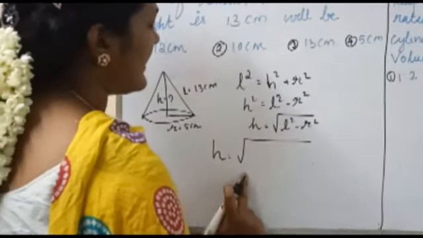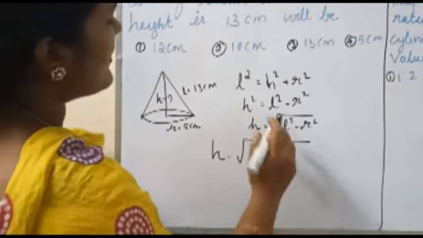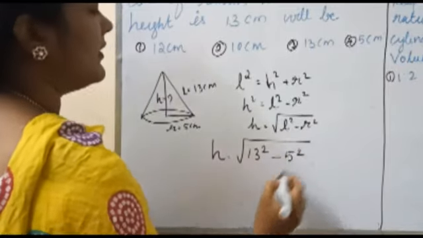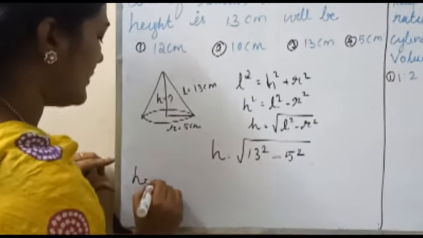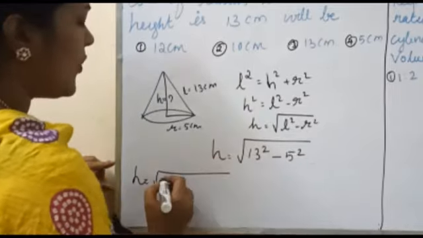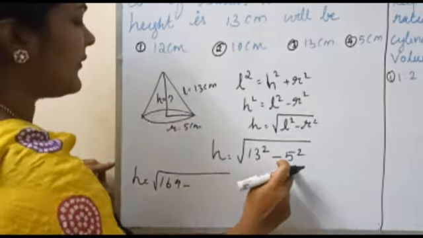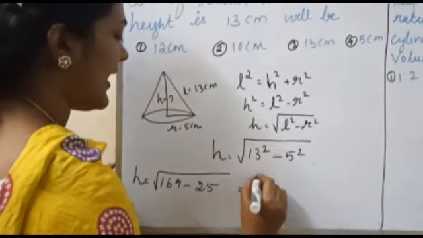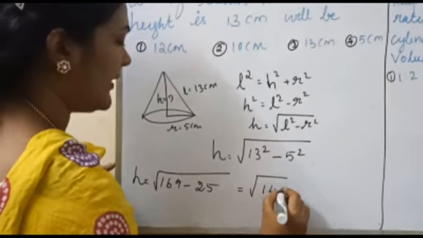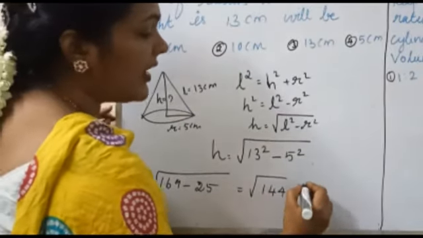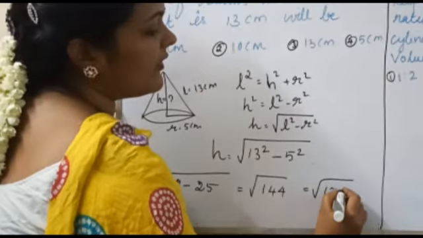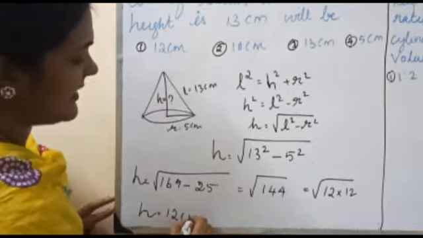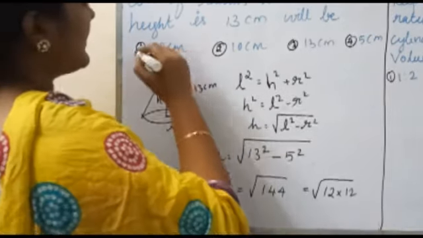Height is equal to square root of L square value 13 square minus r square 5 square. So h is equal to square root of 13 square is 169 minus 5 square is 25. Which is equal to square root of 144. So 144 is equal to square root of 12 into 12. Now h value is 12 centimeter. So it's a very simple sum.